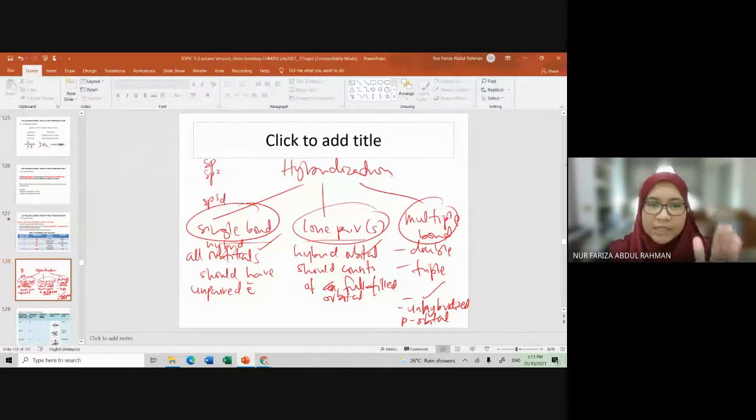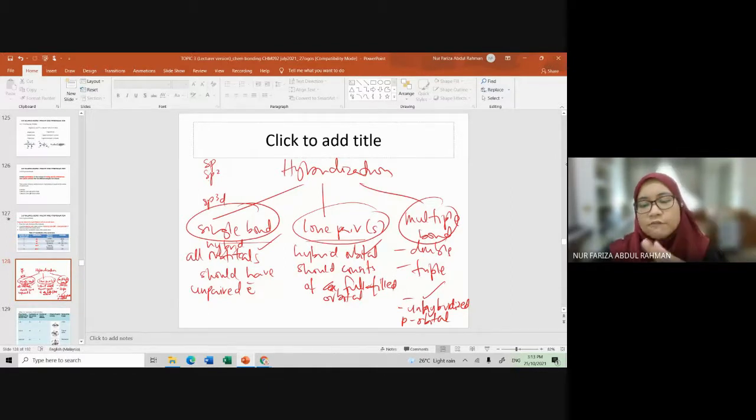You have to determine the type of hybridization first. The type of hybridization depends on the number of electron groups present on the central atom. From the Lewis structure, you can predict that the hybrid orbital should consist of the lone pair. If you have one lone pair, that means we should have one filled orbital. The rest are all single bonds.